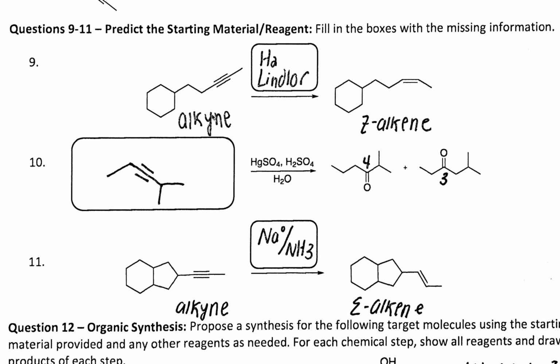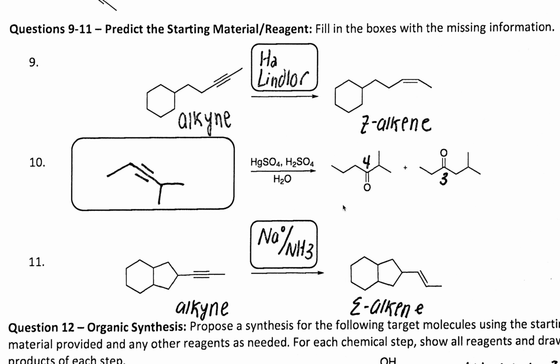So for number 9, we go from an alkyne to a Z-alkene. We just talked about that, so that's going to be hydrogen and Lindlar's catalyst. Okay, so that's pretty much how we do that. And I'll just skip to number 11 for right now. If I'm going to go from an alkyne to an E-alkene, I'm going to want to use pure sodium and ammonia. Okay, so we did talk about that above.